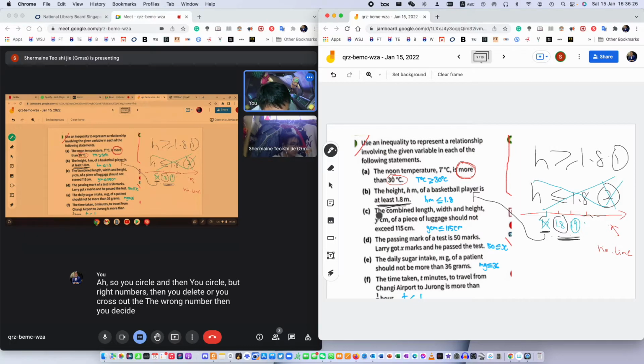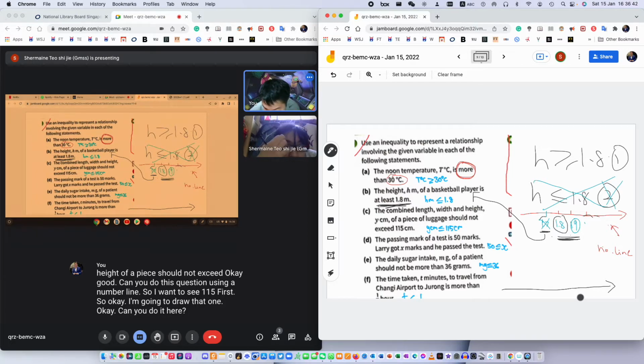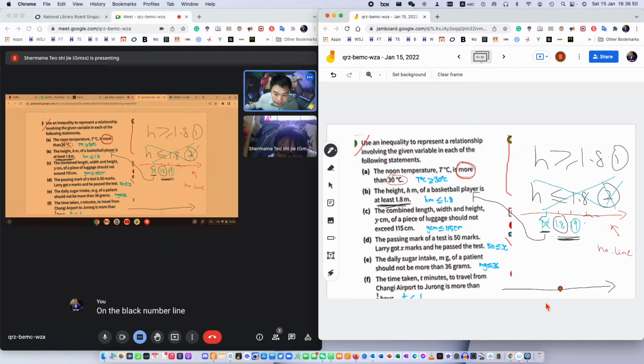Alright? Good. Then over here, the combined length, width and height of a piece should not exceed 115. Okay, good. Can you do this question using a number line? So I want to see 115 first. On the black number line, 115, yes. So write one number on the left, one number on the right.